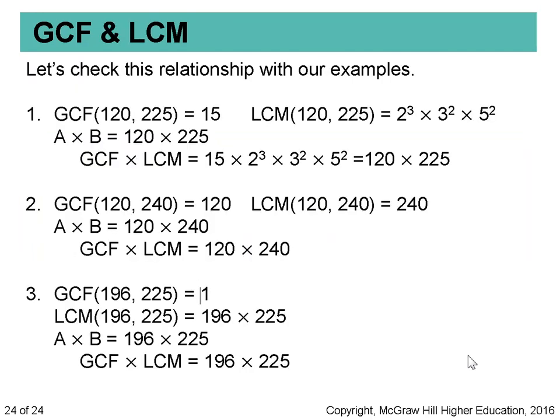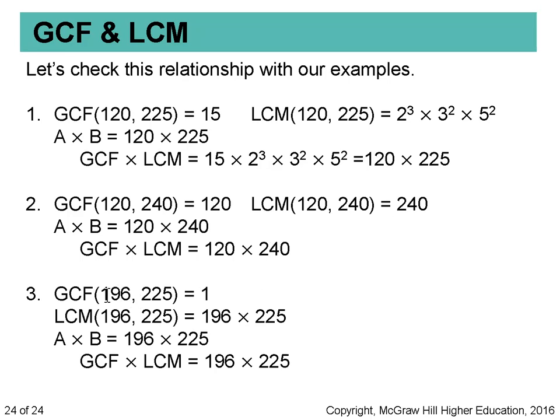Let's check that relationship with our examples. We saw that the greatest common factor of 120 and 225 is 15, and the least common multiple is 2 cubed times 3 squared times 5 squared. When I multiply them out and compare them, I see that our relationship works. It's a little easier to see with the second example. The greatest common factor of 120 and 240 is 120. The least common multiple is 240. When I multiply those two numbers, 120 times 240, I get the same thing as when I multiply the greatest common factor and the least common multiple.